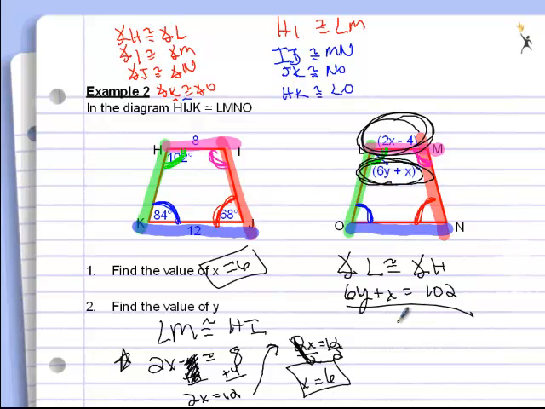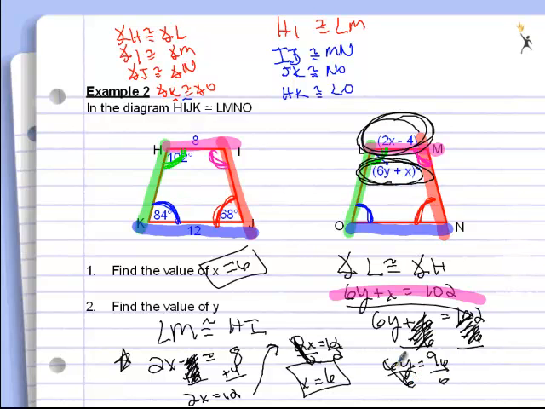Now I'm going to plug it in over here. I'm going to plug in 6 for x so that I can solve y. 6y plus, instead of writing x, we write 6, and then set it equal to 102. Now I'm going to subtract 6 from both sides so that my y is by itself. 6y equals 102 minus 6, which is 96. Divide both sides by 6, again to cancel the 6 out. I get y equals 16.